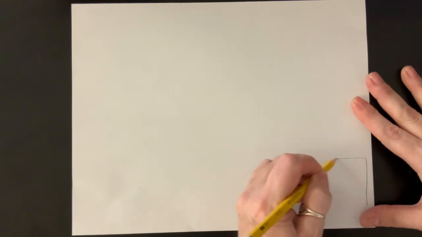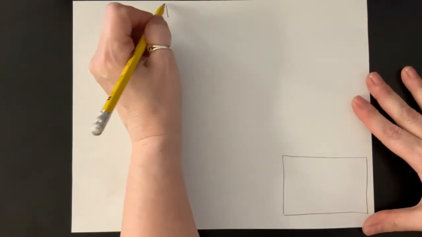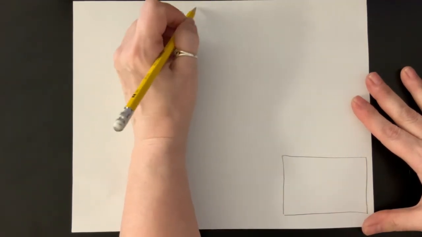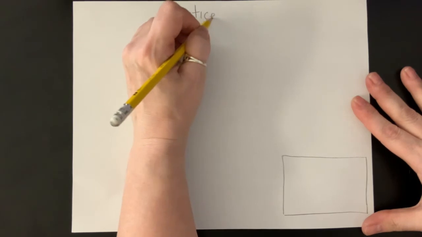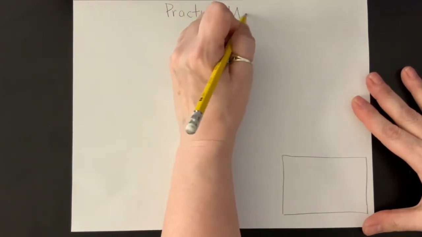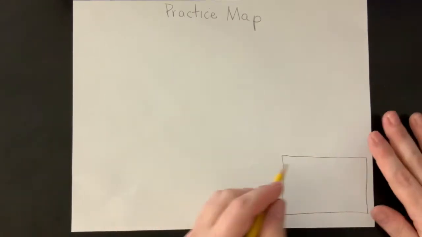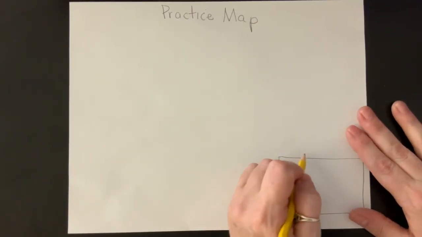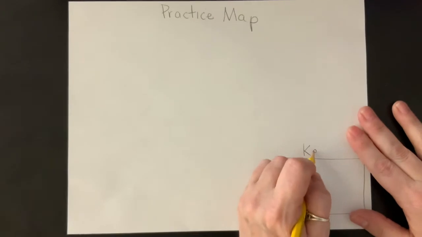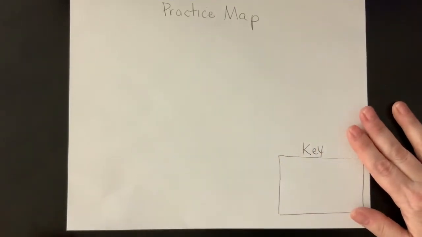I'm flipping my paper over, and the first thing I need to do on my practice map is to make a key. So I'm going to draw a rectangle in the corner. You can put your key anywhere on your map that you like, and at the top, it would be a good idea if you wrote practice map. This is a sketch, and we're going to use it to look at when we make our final map. Above the box for the key, I'm going to write the word key.